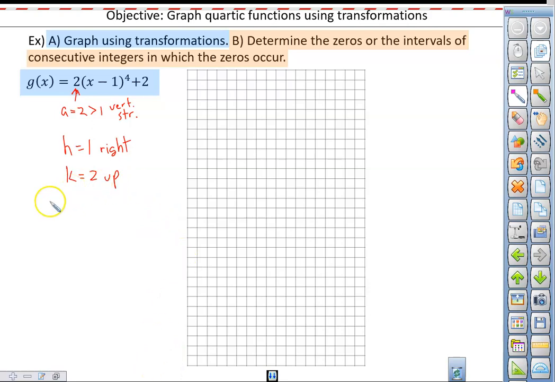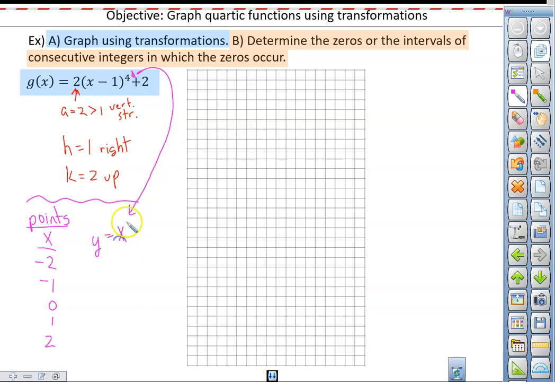So remember that the points that we use and transform, the x's are always going to be, for these problems, the integers from -2 to +2, but the y values are dependent on the type of function. So this is a quartic function. X is to the 4th power here. So that's how the y's are constructed for the parent function. And so negative 2 to the 4th power is 16, negative 1 to the 4th is 1, then we get 0, 1 to the 4th power is 1, and 2 to the 4th power is 16.